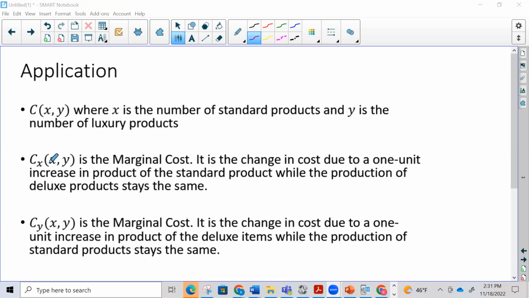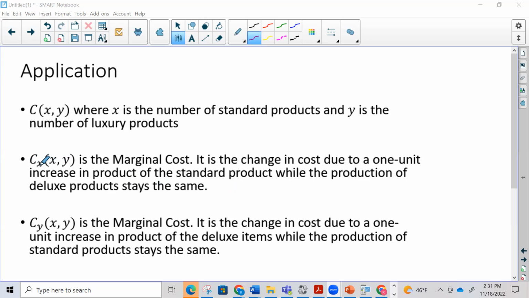So if they write it as c sub x of x, y, that means the partial derivative of our cost function with respect to x. And again, when we take the derivative of cost, we call it the marginal cost. But we're going to have technically two different marginal cost functions. One is with respect to x and one is with respect to y.